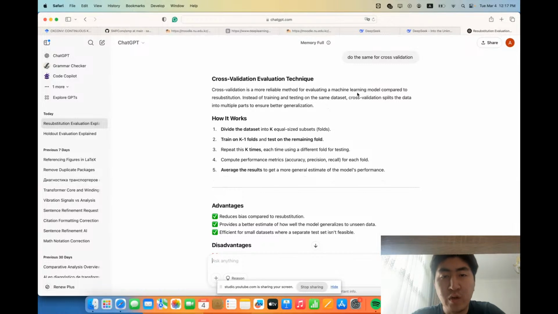Cross-validation is a more reliable method for evaluating a machine learning model compared to substitution. Instead of training and testing on the same dataset, cross-validation splits the data into multiple parts to ensure better generalization. Divide the dataset into k equal-size subsets, or folds, train on k-1 folds, and test on the remaining fold.